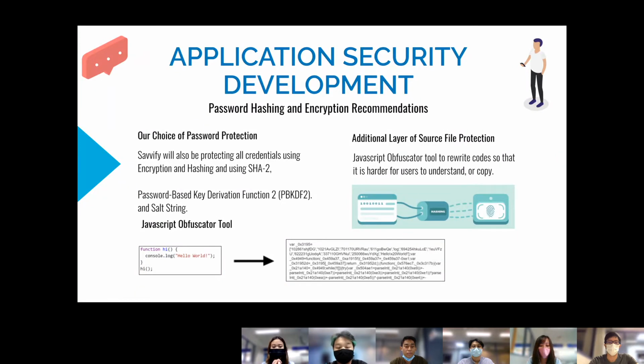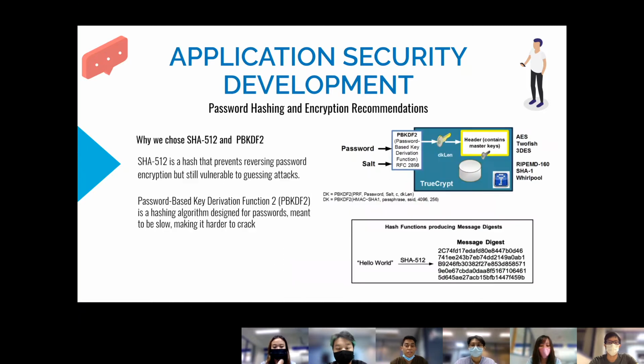Password-based encryption, password-based key derivation tool, and salt string. And also an additional layer of source file protection, a JavaScript obfuscator tool to write code so that it is harder for users to read and understand. The recommendation: why do we choose the two of them? It is a prevention, to prevent reversing of password encryption, but it's still vulnerable to guessing attacks. It is also a hashing algorithm designed to protect passwords, meant to be slow, making it harder to crack.